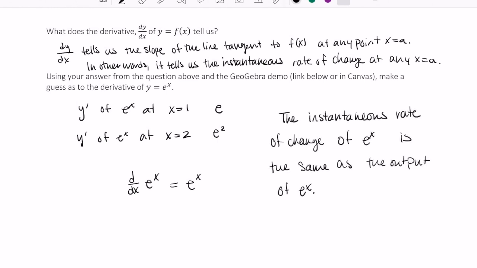So to reiterate, the really cool thing about the natural exponential function is that its instantaneous rate of change anywhere is the same as its output at that same point. I hope you can find the beauty in that fact.